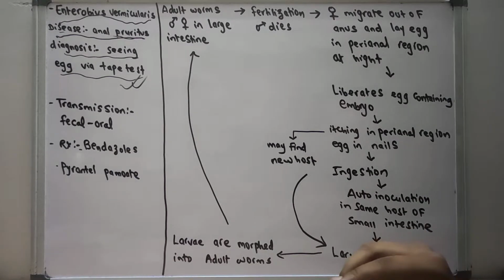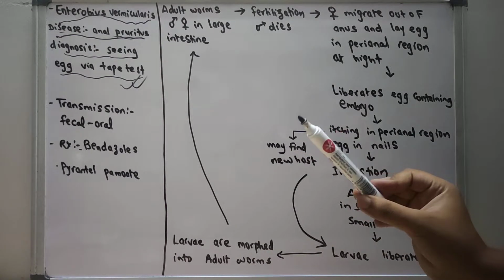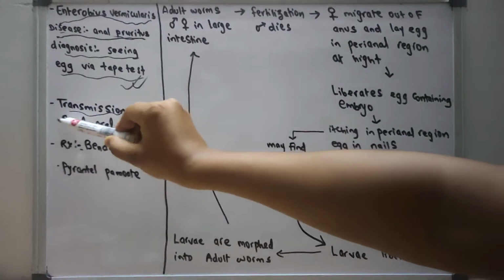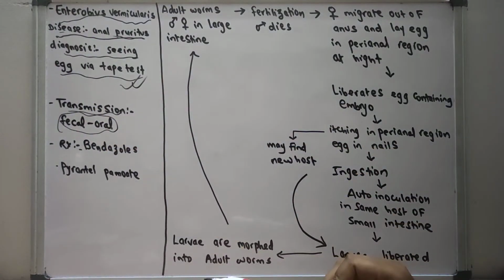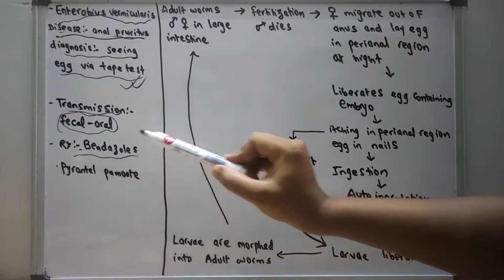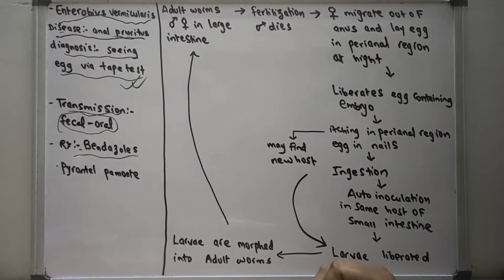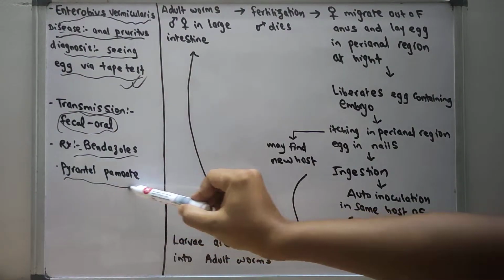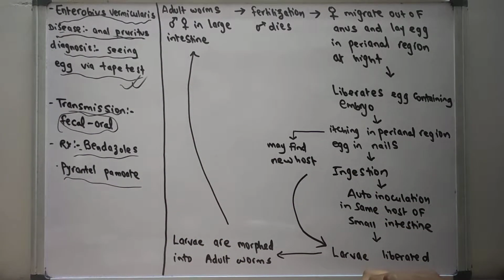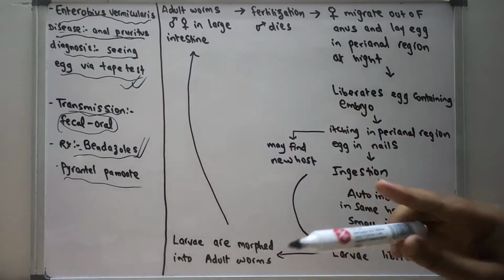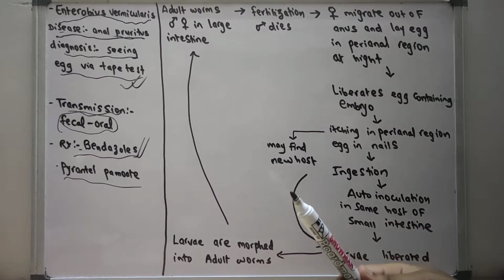So how does the transmission of Enterobius vermicularis occur? The transmission is fecal-oral, and the treatment of this parasitic infection is benzimidazoles and pyrantel pamoate. So benzimidazoles and pyrantel pamoate are the two drugs that are used for Enterobius vermicularis.